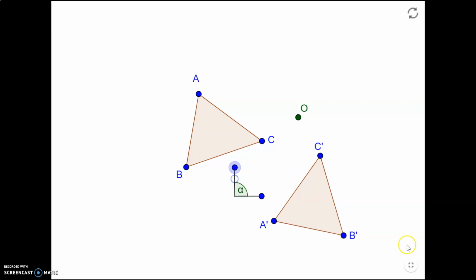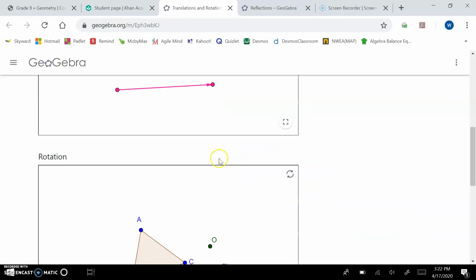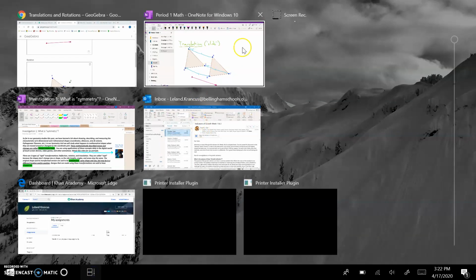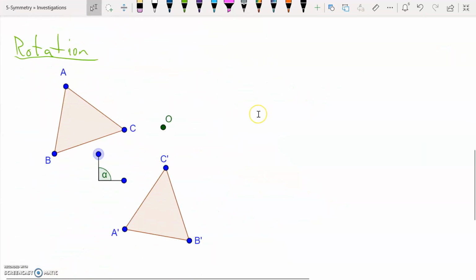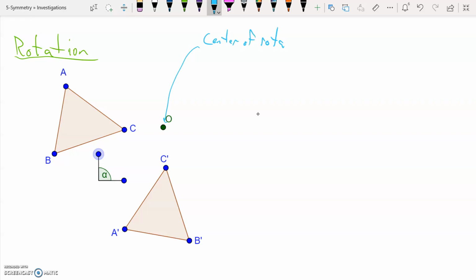So as before, I'm going to switch over to OneNote so I can draw some of those lines relating to the original shape and its points, the copies. So with a rotation, just like with the reflection we had a line of reflection, this one has a point of rotation or center of rotation. So this point right here is often called the center of rotation. That point can be anywhere, just like you saw in the simulation.